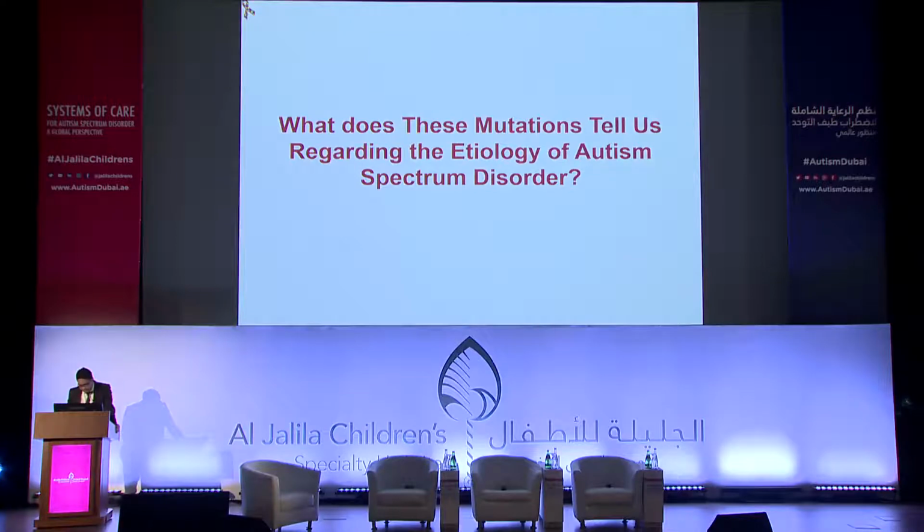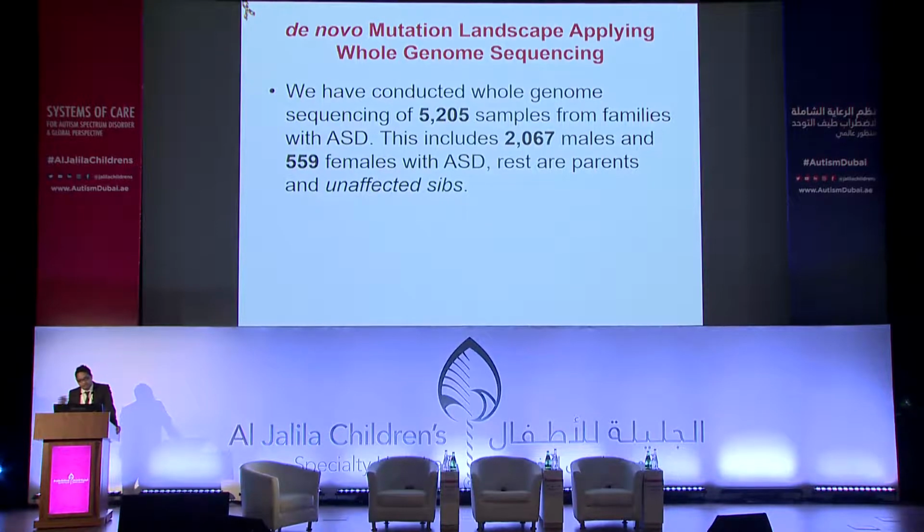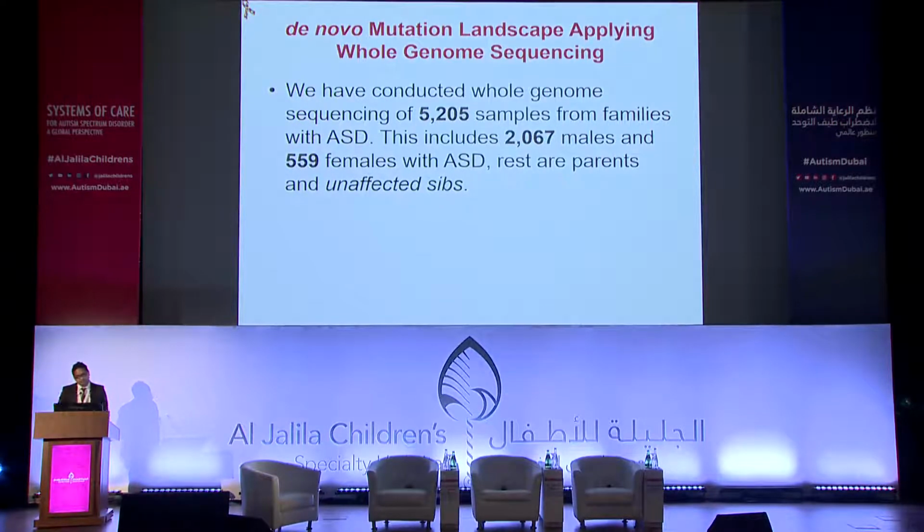I'll show you my experiences from different projects and what we know. This is the biggest project I was involved in, called the MSSNG project. We conducted whole genome sequencing in 5,000 samples. That's the number we published, but the actual project aimed to do 10,000. We are writing the paper now, it's been sequenced, but this data is from 5,000 samples. Of these, 2,000 are male and 559 are female, so it's comparable with the 4:1 ratio bias that we know exists. We also have a good number of unaffected siblings that we have sequenced.